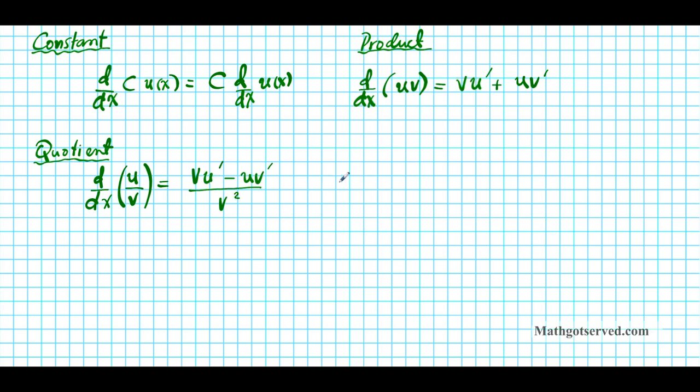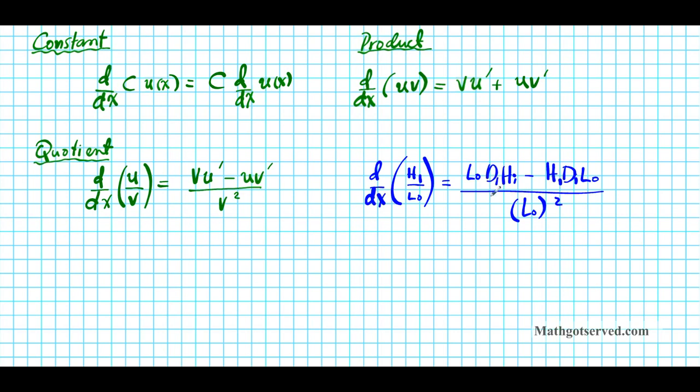Some people normally use the mnemonic device low and high. If you want to find the derivative d dx of high over low, the function in the numerator is your high and the function in the denominator is your low. So it's low times d high minus high times d low, divided by low squared. Alright, so low d high minus high d low over low squared is the quotient rule. I don't know how helpful it is, but some people like it anyway. So there goes one common mnemonic device for remembering the quotient rule.